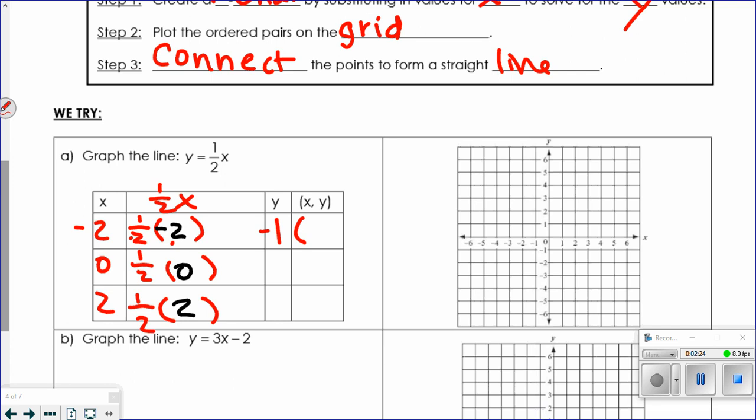So if I put that all together, my x value was -2, and my y value was -1. Now I'm going to try it with 0. Half times 0 is 0, so that would just be 0, 0. And then half times 2 is 1, so that would be 2, 1. Okay, now it's time to graph. So we've got -2, -1, 0, 0 goes right through the origin, and 2, 1. Then I connect with a straight line, always draw the arrows, and you are done.